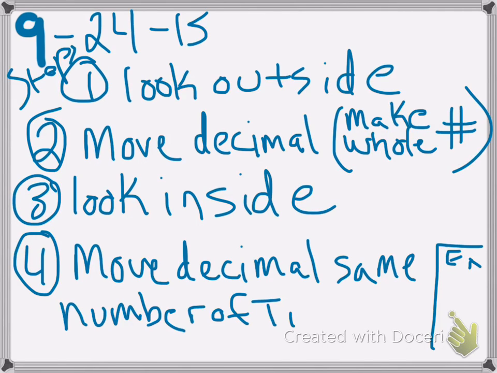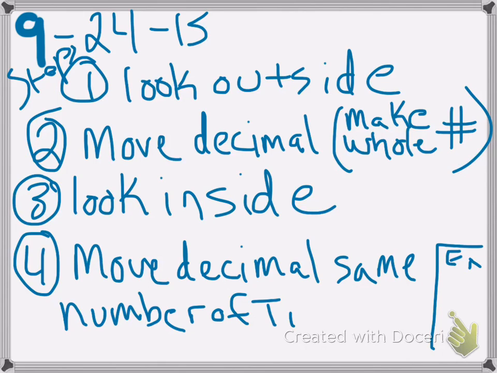Step 1, we're looking outside our division. Step 2, we're looking at that number outside, and we want to make it a whole number. So if you have 1.2, you need to make it 12, because 1.2 is a decimal, but we want a whole number that doesn't have any sort of decimal. Step 3, we look inside our division sign, at whatever our numerator was, the number inside.